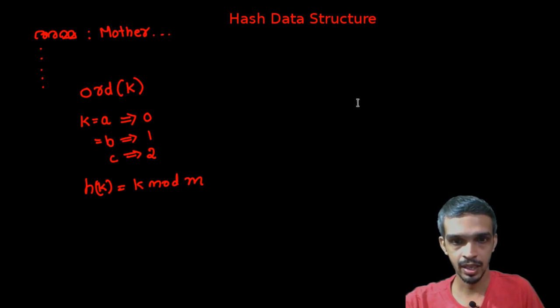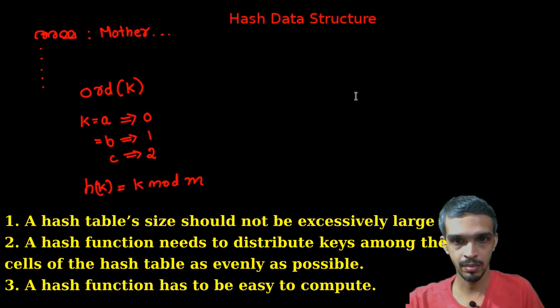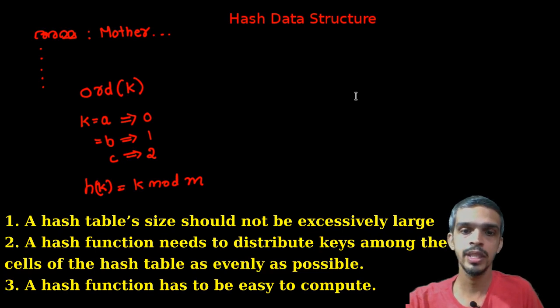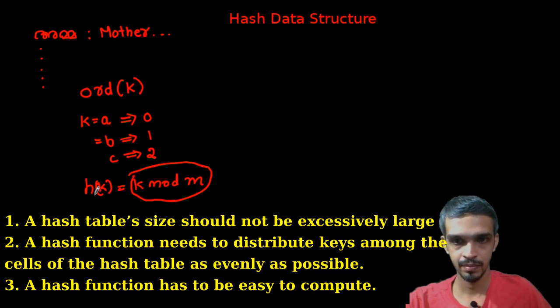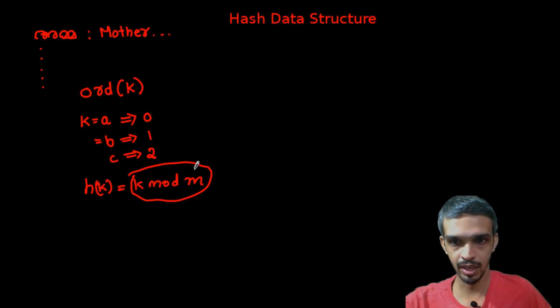In general, a hash function needs to satisfy the following requirements. The hash table size should not be excessively large. The hash function needs to distribute keys among the cells of the hash table as evenly as possible. The hash function has to be easy to compute. So here the hash function is k modulo m, which is easy to compute. You can specify the size by limiting the value of m.